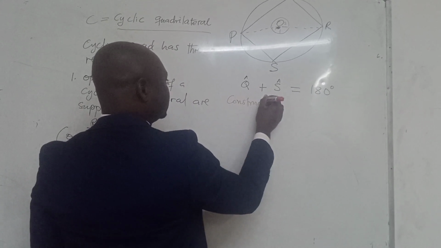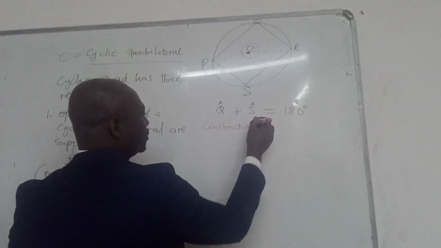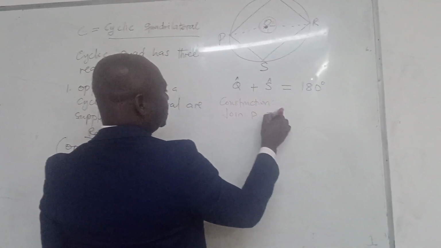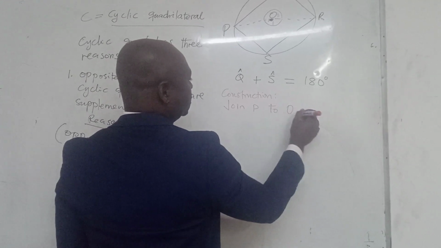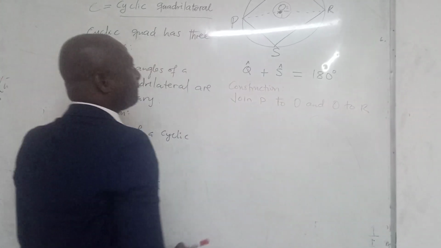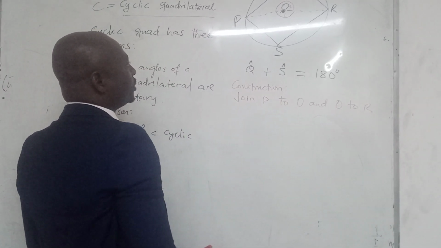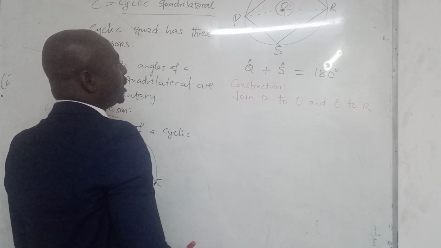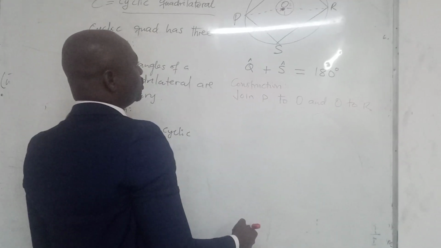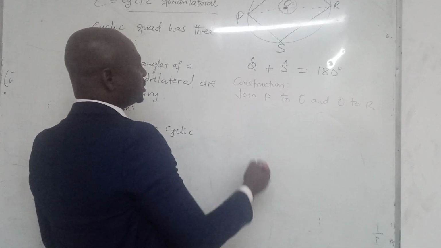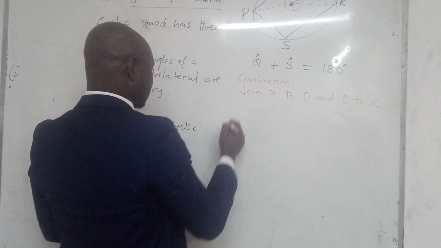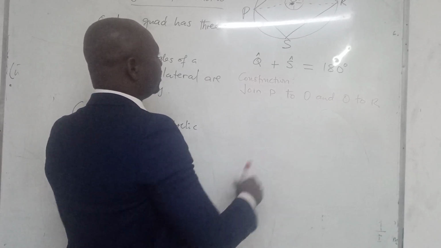So in your construction, write it down. You will say join P to O and O to R. So when you join like that, you create angle O1 and angle O2. So now we are going to talk about angles here. So now you have a statement and a reason. Are you with me?